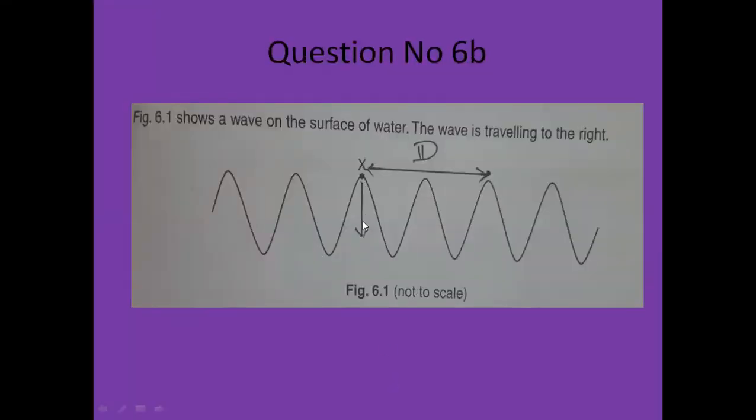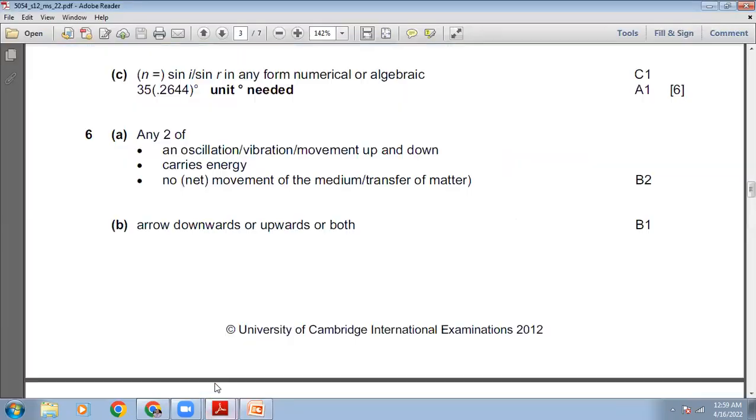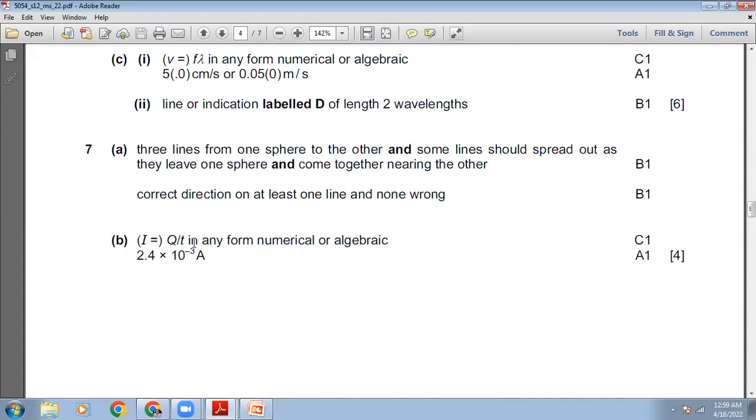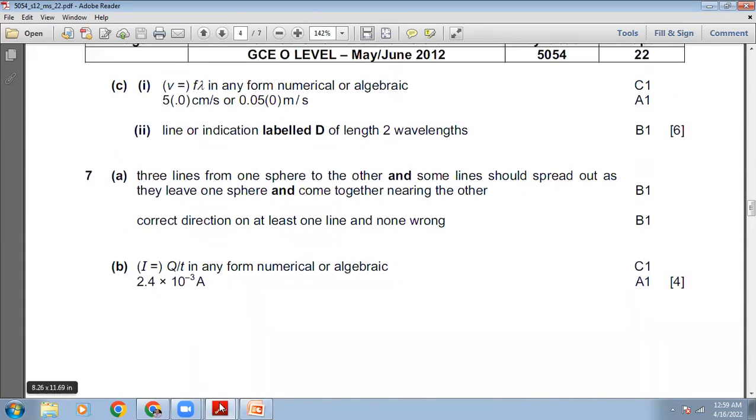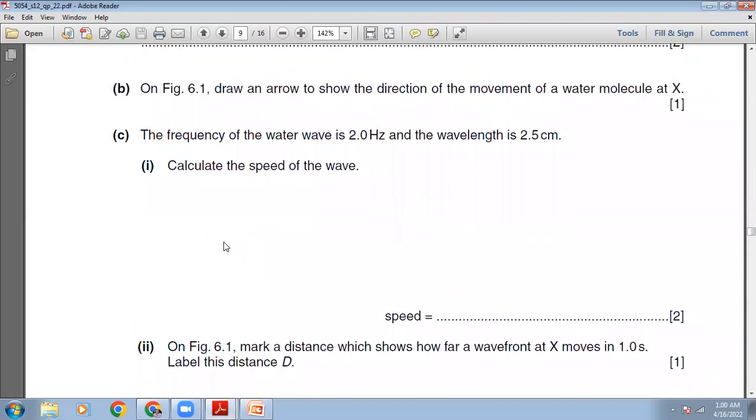So here you can see I have drawn an arrow downward. He says the frequency of the water wave is 2 hertz and the wavelength is 2.5 centimeter. Calculate the speed of the wave.